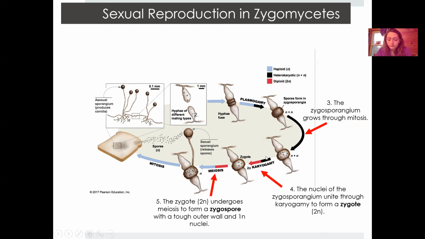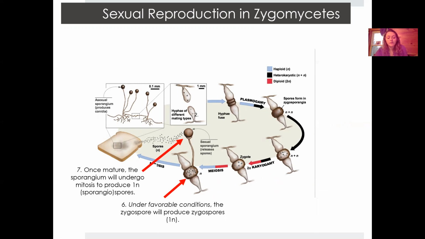So then it's a 2N zygote, then it goes through meiosis really quickly to form the zygospore with a tough outer wall on the 1N nuclei, and under favorable conditions it will produce zygospores that are 1N, and that will mature into conidia that will spread the spores throughout.